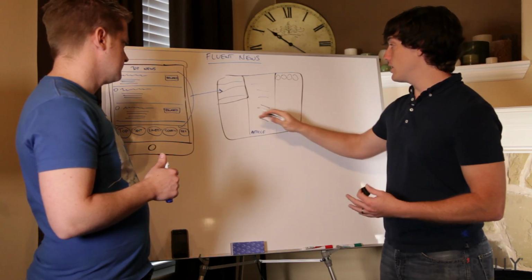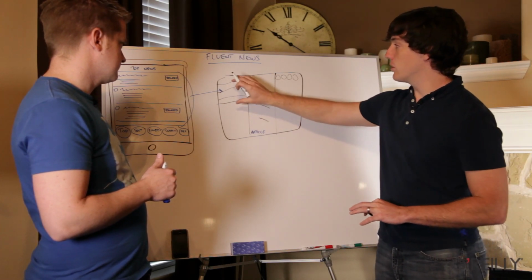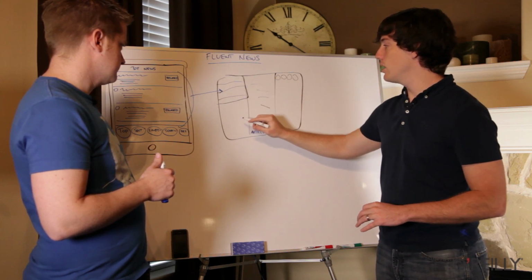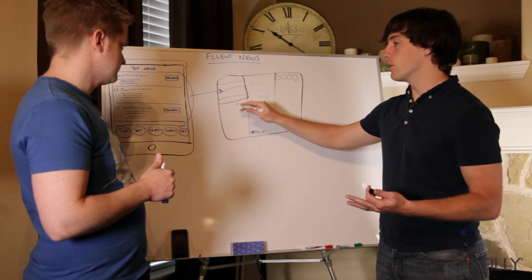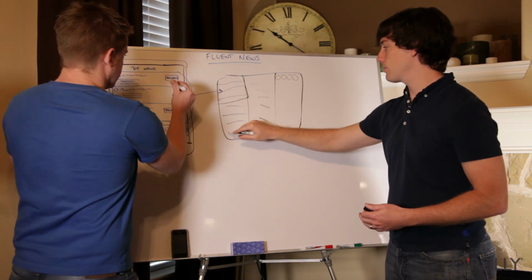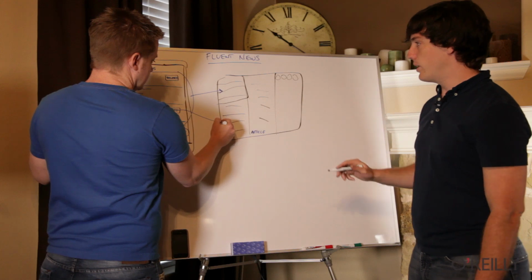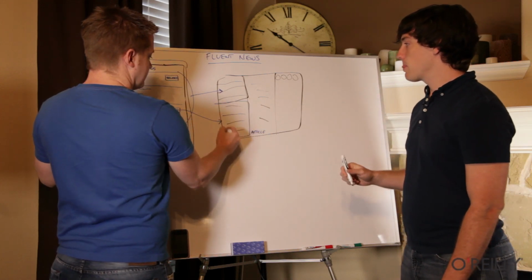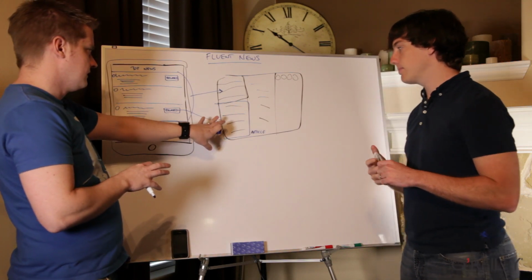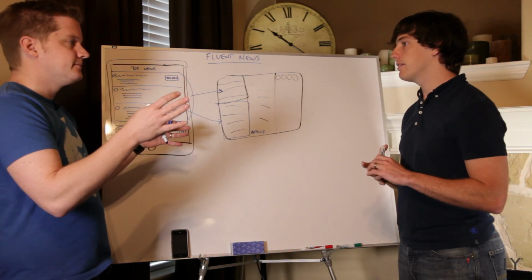Another thing, since you have more real estate: you have your articles that Fluent News is pushing to you, but you now also have room for related content. So you have related articles, and this related button would drop in here. Right. Yeah. So I can see that all at once now. That seems to be one of the things you're doing, letting me see a lot more at one time. Yeah, definitely.